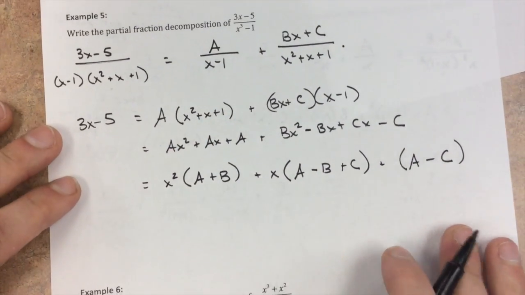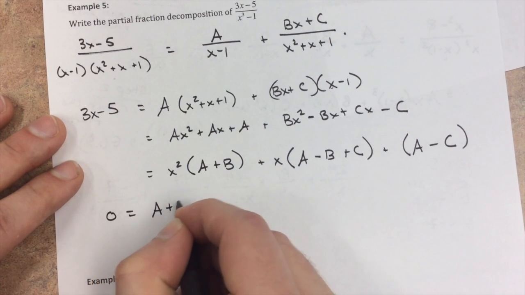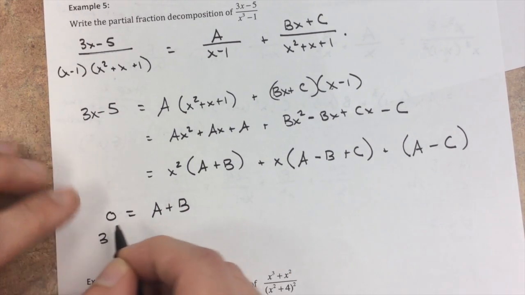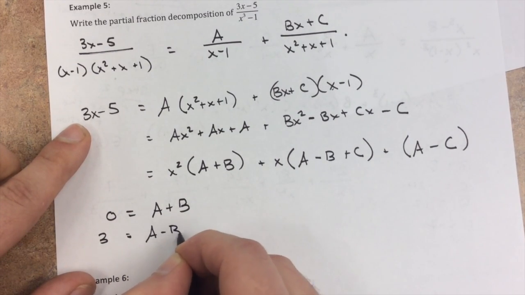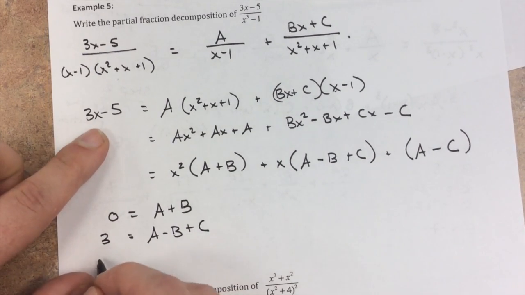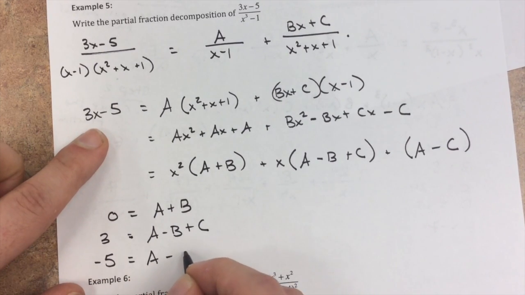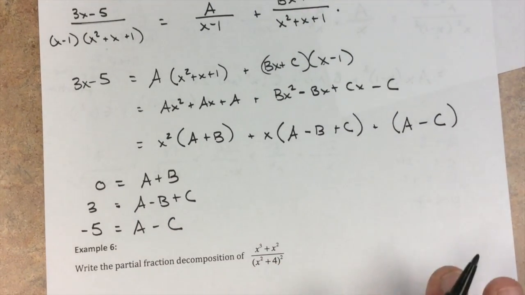So our three equations: we're going to have 0 equals A plus B. We have 3, which is the coefficient here, equal to A minus B plus C. And our last one is negative 5 equals A minus C. So however you want to solve this, whether using your calculator or likewise, I'm going to show you how to use your calculator. You could easily solve this by hand, right?